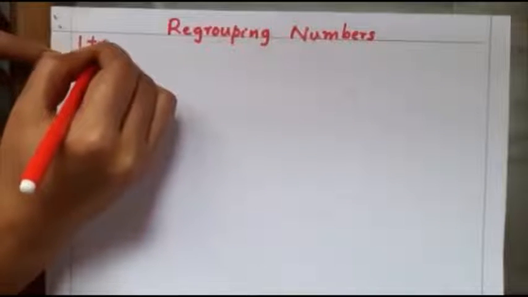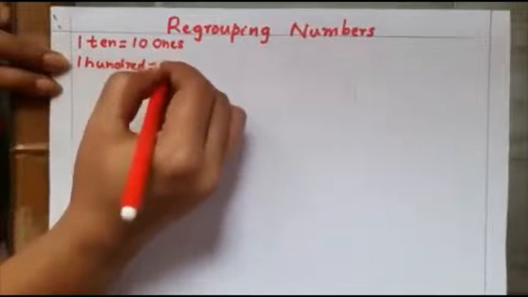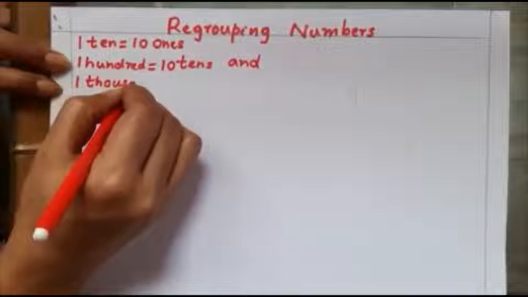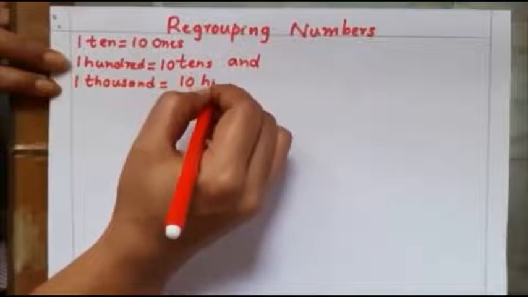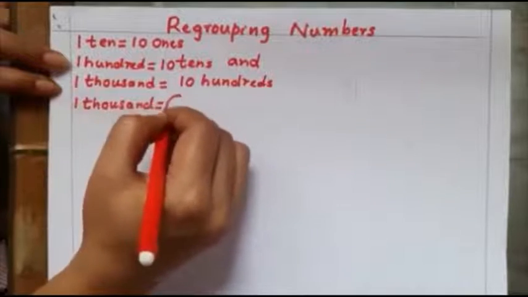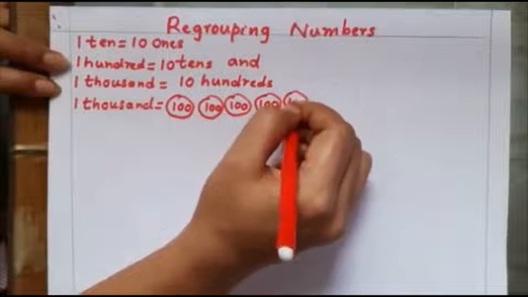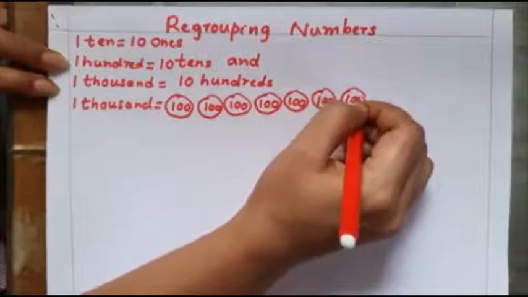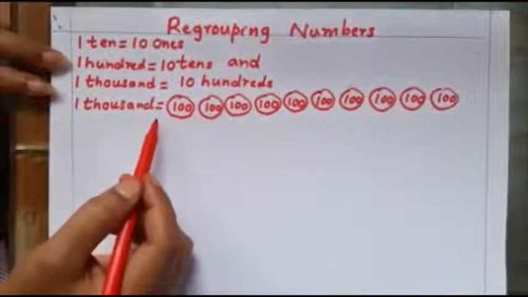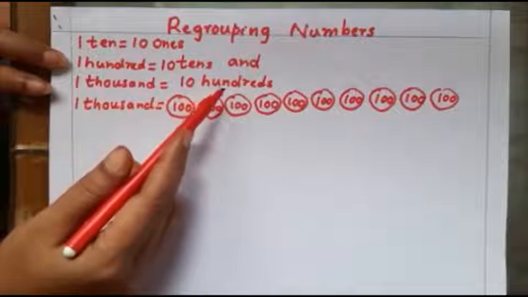We have discussed 1 ten is equal to 10 ones. 100 is equal to what, children? 10 tens. And now we are going to discuss 1000 is equal to 10 hundreds. Let us see how. 1000 is equal to 1, 2, 3, 4, 5, 6, 7, 8, 9, 10. After adding all these, we get 1000 again. So, you have understood that 1000 is equal to 10 hundreds.